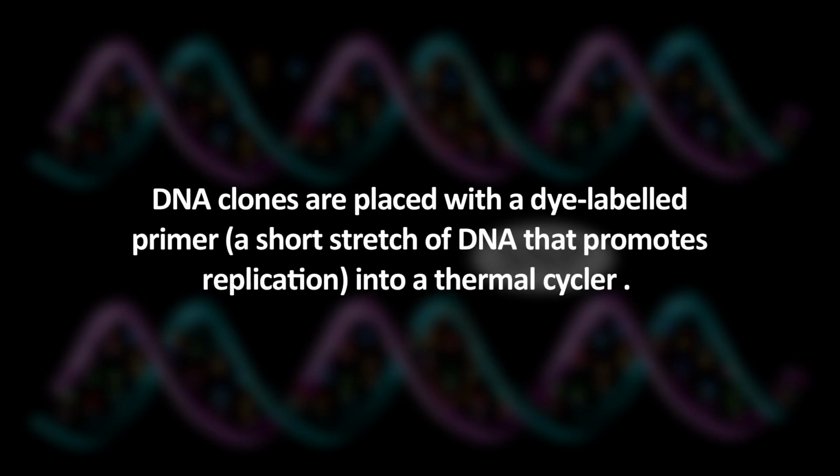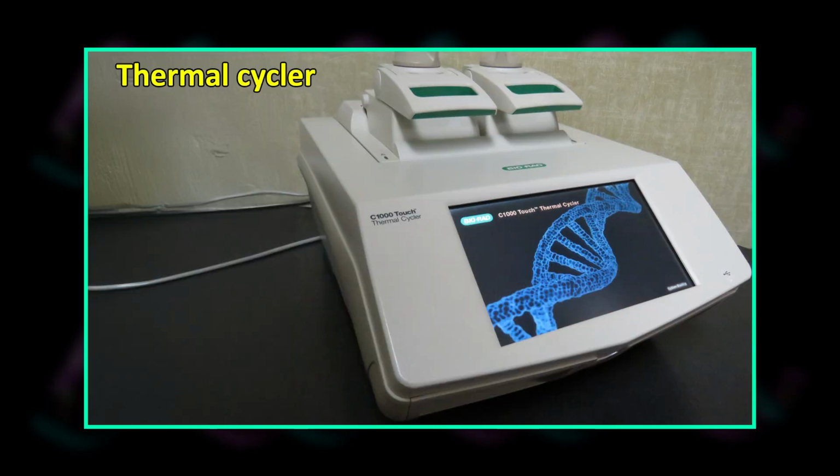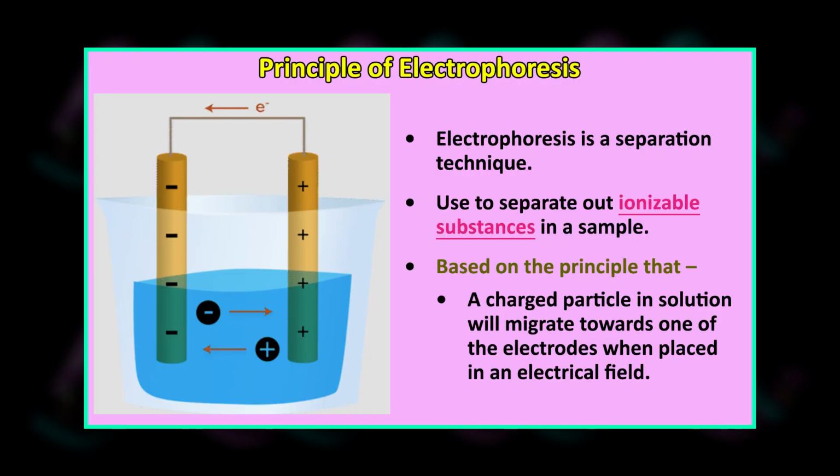In the third phase, the DNA clones are placed with a dye-labeled primer, a short stretch of DNA that promotes replication, into a thermal cycler, a machine which automatically raises and lowers the temperature to catalyze replication. The final phase consists of electrophoresis, whereby the DNA segments are placed in a gel and subjected to an electric current which moves them.